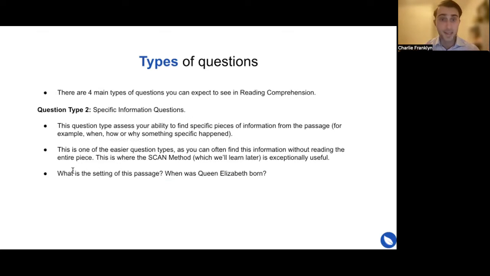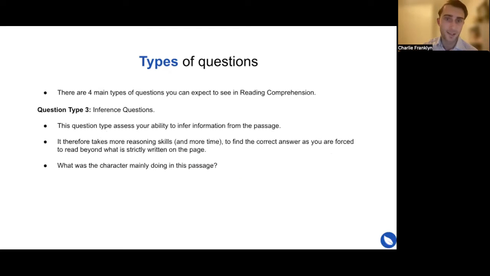And the good thing about these types of questions is they're a lot easier, they're a lot faster. You generally don't have to understand the entire piece of writing, and you generally can just search for it using the scan method, which we'll go through, and just pick out the right answer. And so these are the types of ones where you really do want to make sure you answer all of them because they're generally pretty easy to get the correct answer.